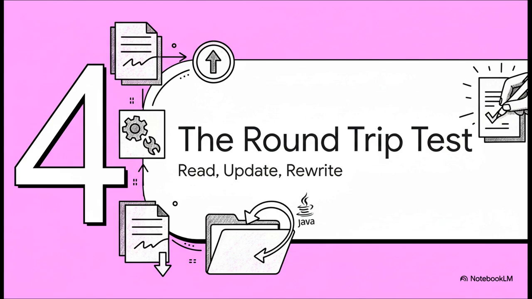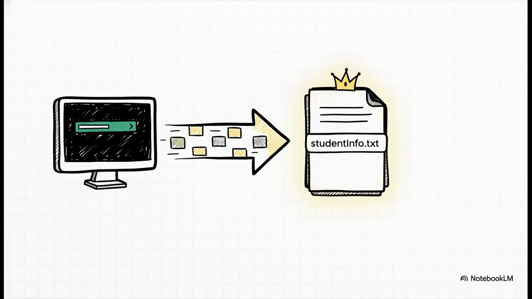You have to prove you can read it back in, change something, and then save it again. This is what I call the round-trip test. And trust me, it's a huge chunk of your grade. So, the cycle starts with what we've already covered. Your program has gathered up all that input from the user and has written 10 student records to your studentinfo.txt file. At this point, that file is your master record.